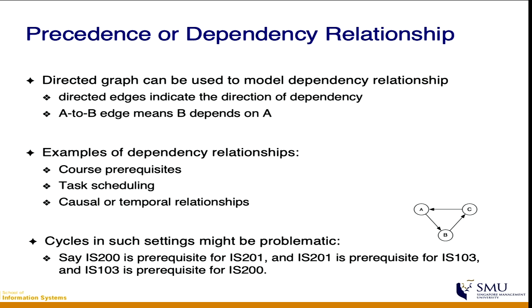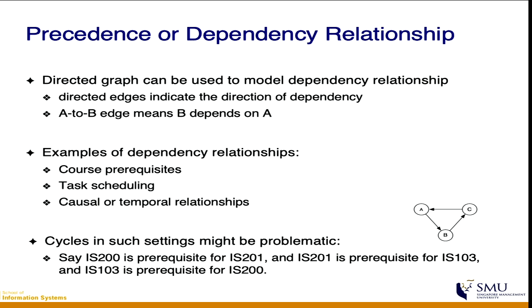Now, this problem is essentially looking at a graph, and it tries to attach some meaning to the edges and to the vertices that are in the graph. We say that we are going to model dependency or precedence relationships. So what it means is that we are going to use directed graphs where there are directed edges, and the direction indicates the direction of dependency.